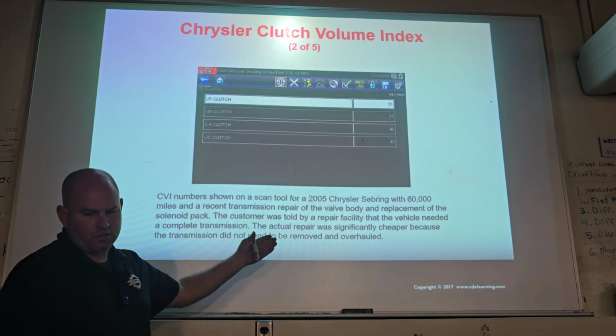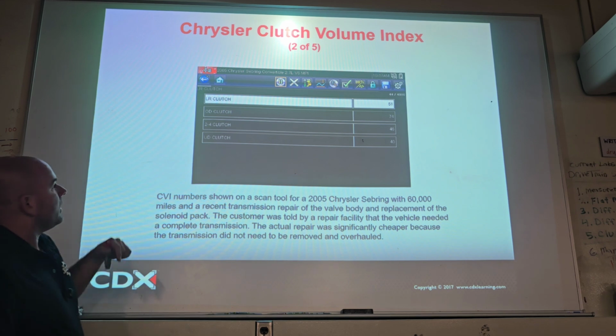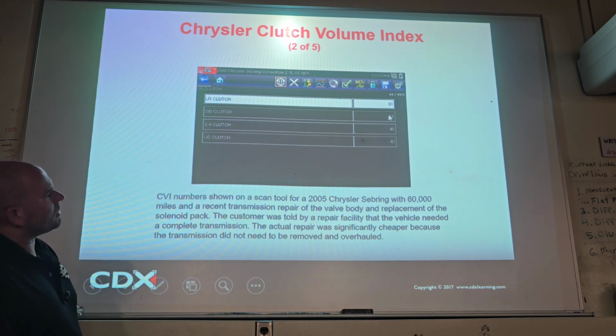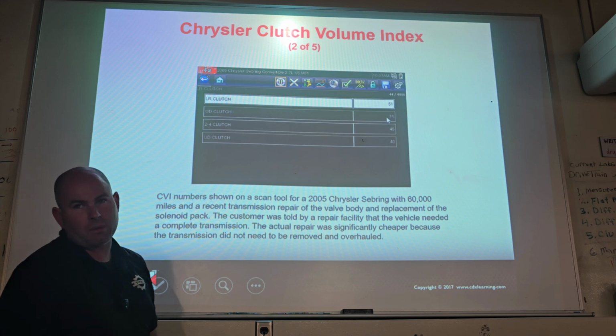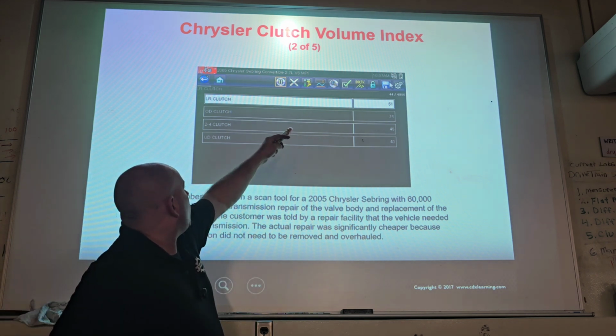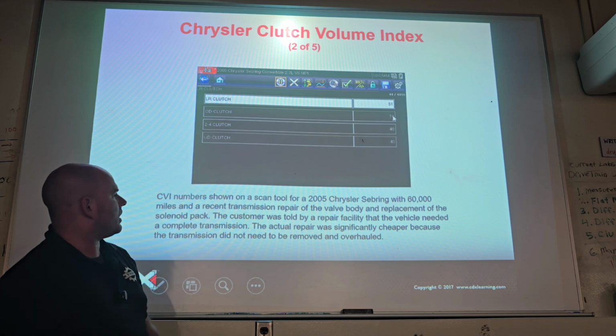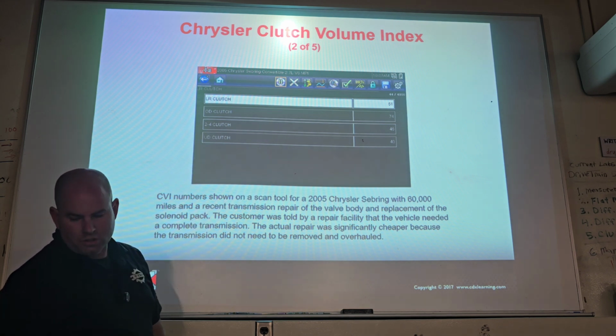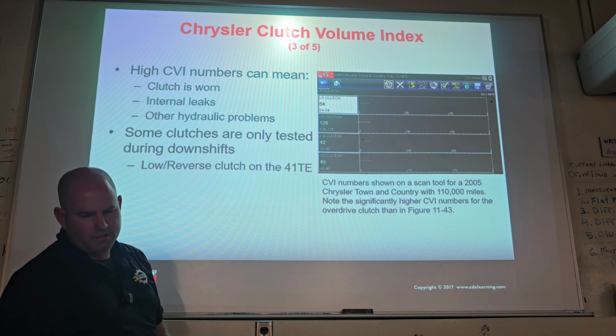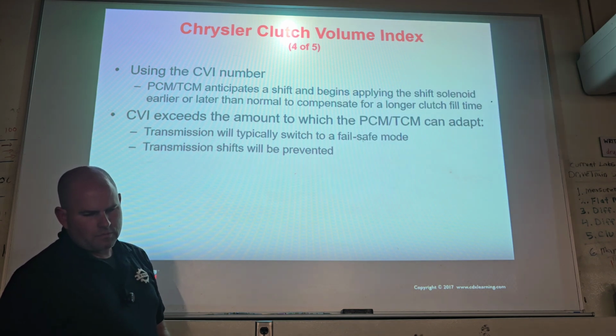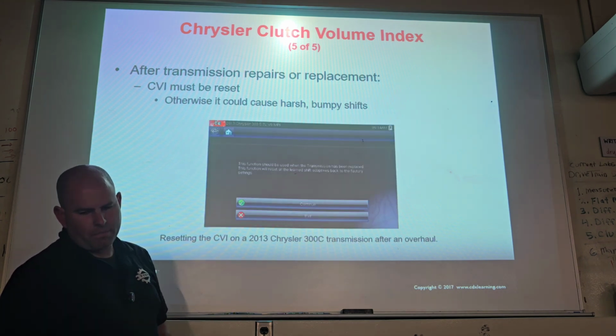And see, here's Chrysler's clutch volume index. It's showing the numbers. So you can see the overdrive clutch has got a pretty high adaptation number. That'd be a little bit concerning. 51 on the low reverse, and you got 74 on the overdrive clutch. That's getting up there a little bit. So it's trying to adapt to make it shift right. Cool. Kind of makes sense. And I think overall we're pretty good.